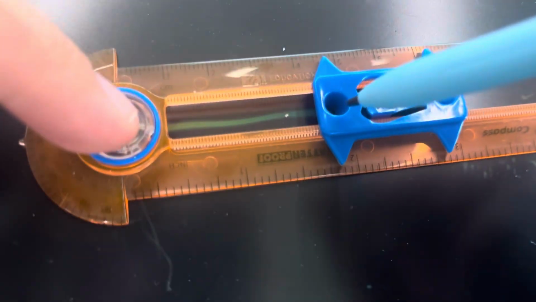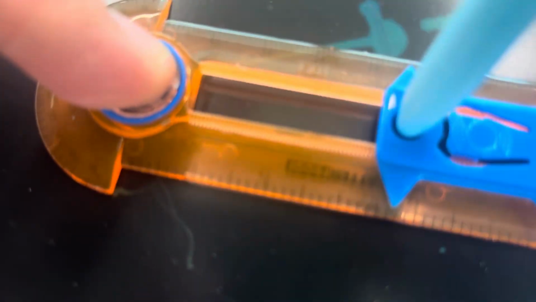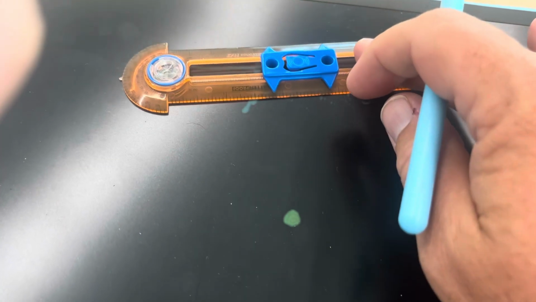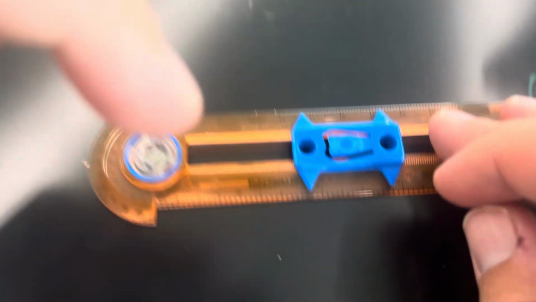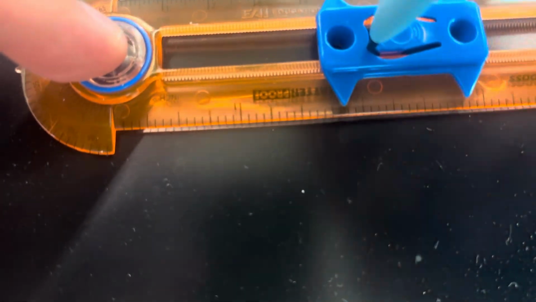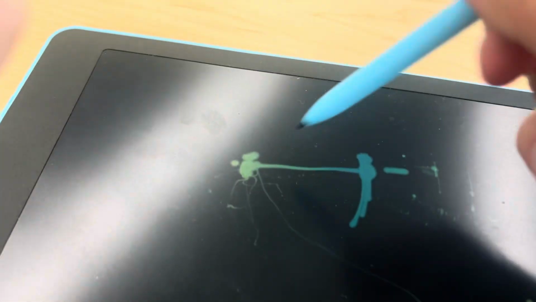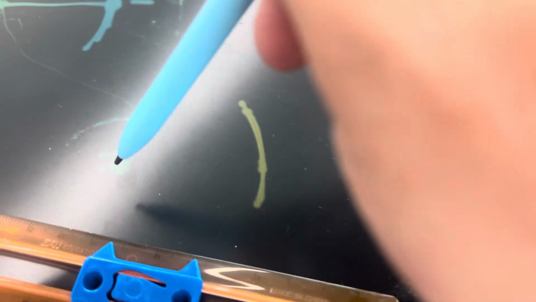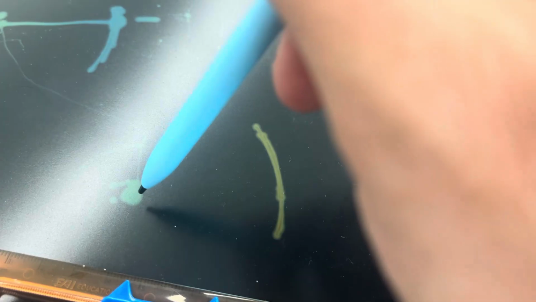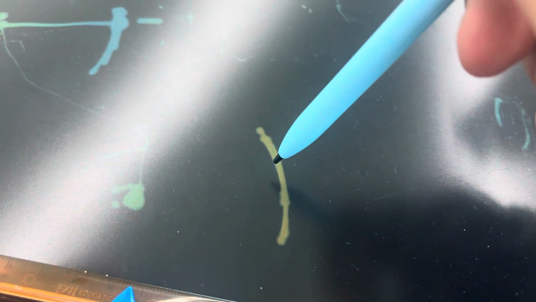You're going to lose camera for a second here. I have to hold this in place and I make my arc. Now, without changing the measurement on that compass, I come down to my other dot and make that exact same arc. So now what I have is part of a circle with this for a radius, and down here I've got the same part of the circle.